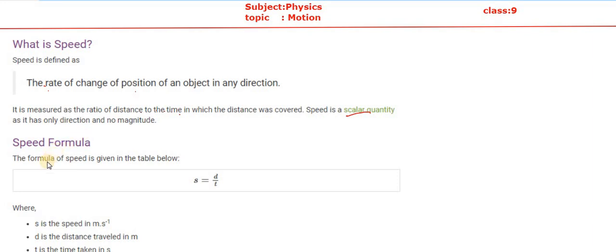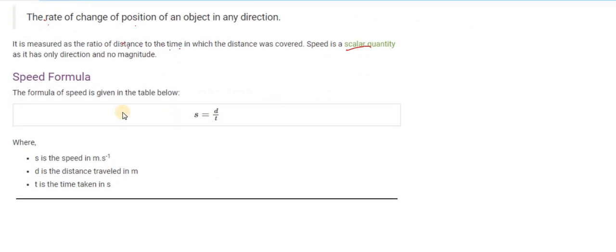The formula to find speed is given in the table below, that is s equals d by t. Why is it d by t? The speed is measured as the ratio of distance to the time. Where s is the speed in meter per second, d is the distance traveled in meter, and t is the time taken in seconds. So this is the formula to find the speed.